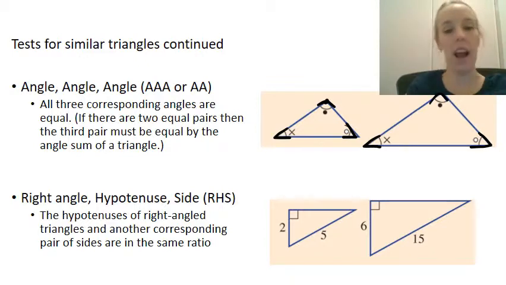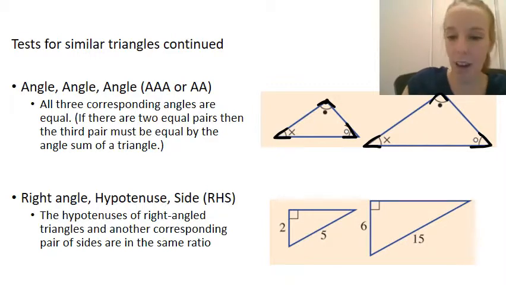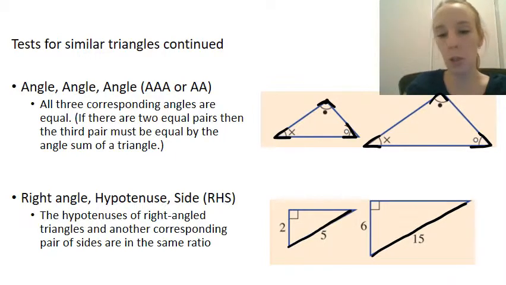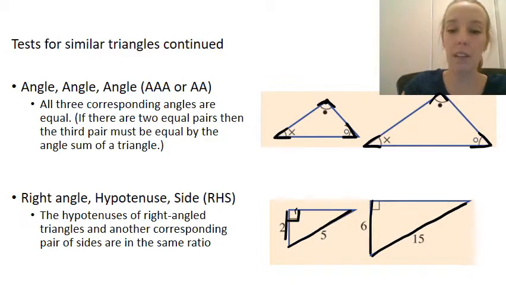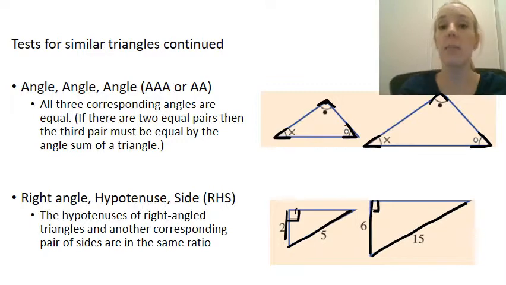We can also have the right angle, hypotenuse and side test as well. So in this test, the hypotenuse of right-angled triangles and another corresponding pair of sides are in the same ratio. So in this one, the hypotenuse is 5, and in this one it's 15, so the one on the right is 3 times as big. And on this one, this side's 2, and this side is 6. Again, it's 3 times as big, and they both have a right angle. So the corresponding sides are of the same ratio, and they both have a right angle. So from there, we know they're similar triangles.